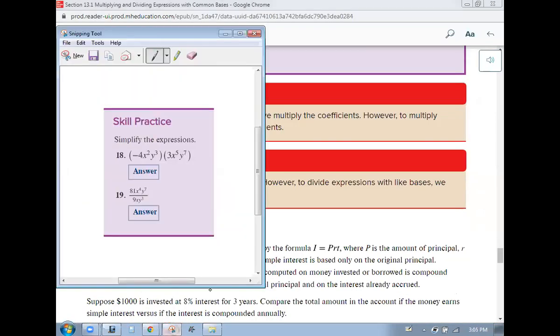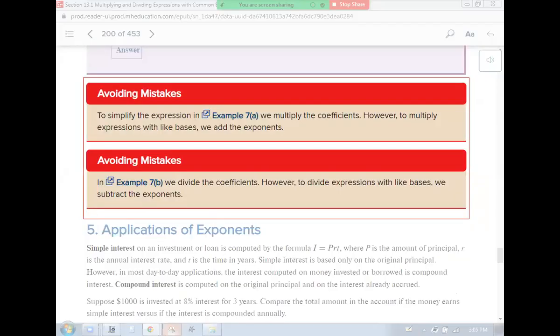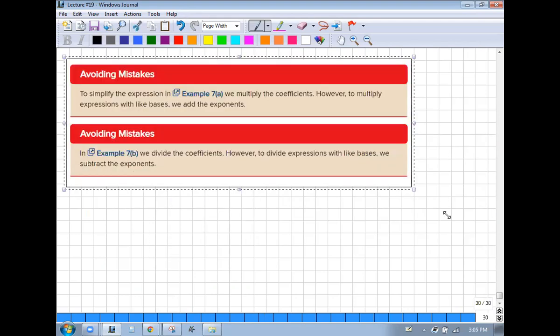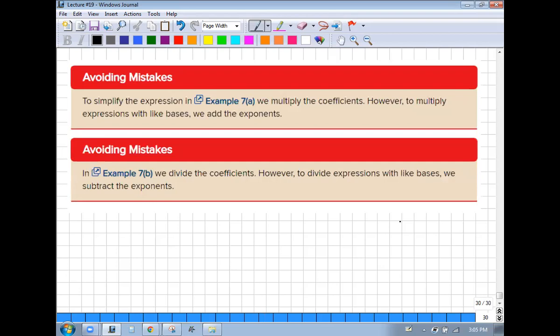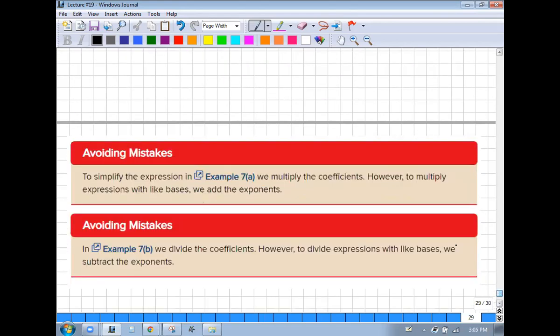So let's look at avoiding mistakes here. Simplify the expression, we multiply the coefficients. The coefficients were the numbers out front, right? We multiplied the 3 and the 4. But if you're multiplying with like bases, you add the exponents. All right.